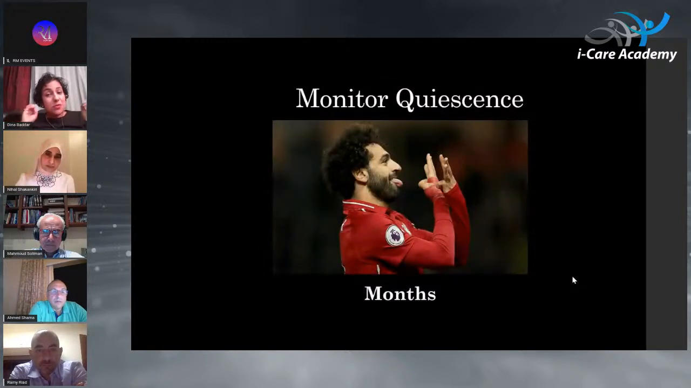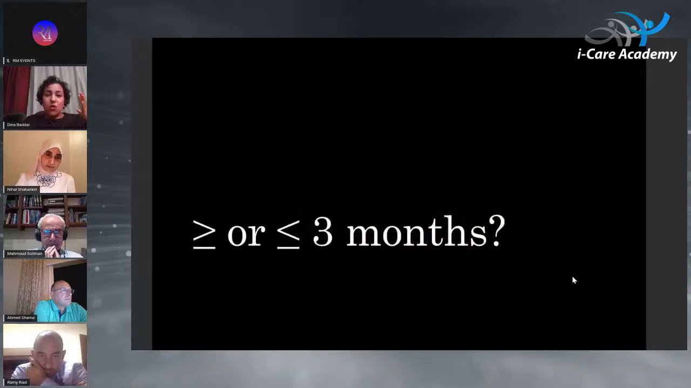Now, 3 months. 3 months is what we're looking at. 3 months under your care. You're looking at the patient at least once every 4 weeks. You're ensuring that the patient is quiescent for at least 3 months before you take them to the OR. So, can we twist this rule?